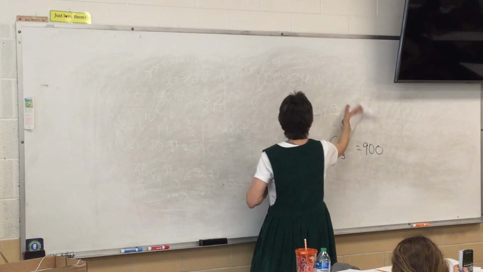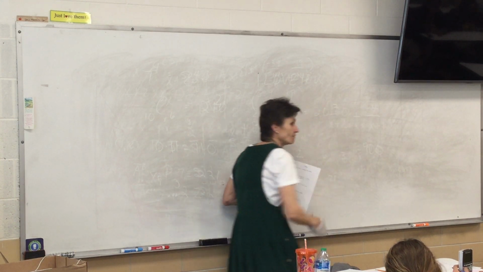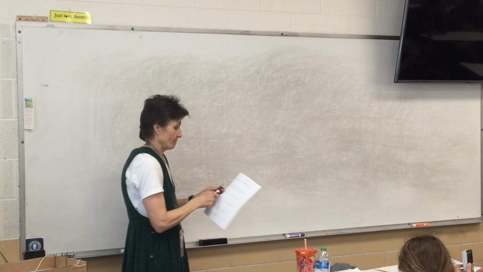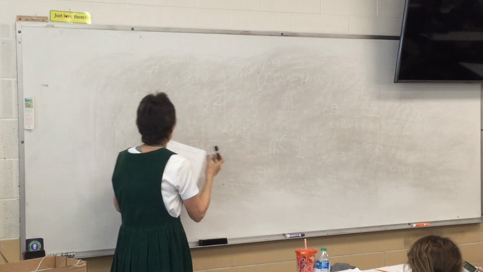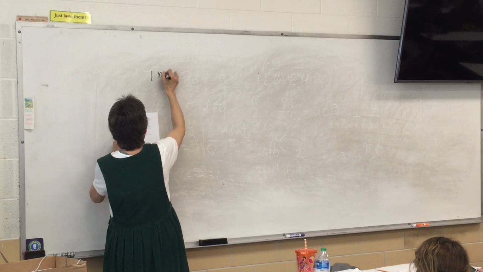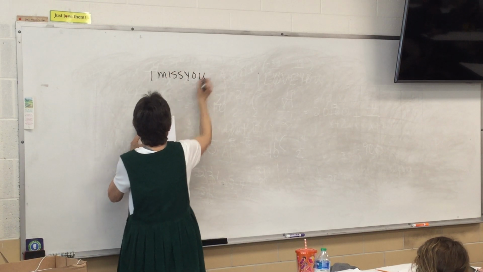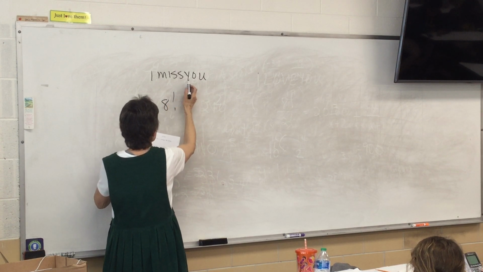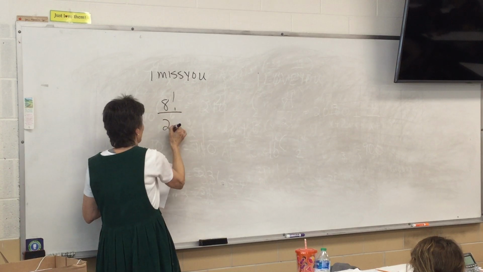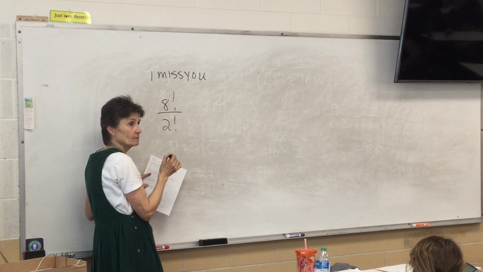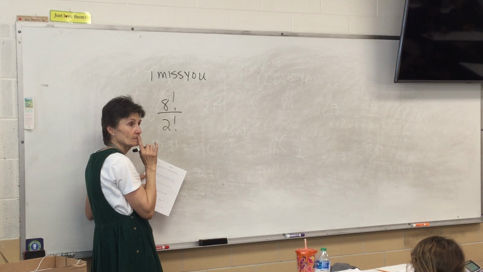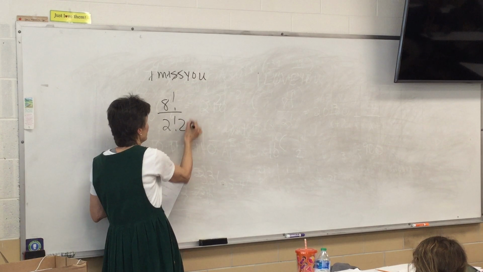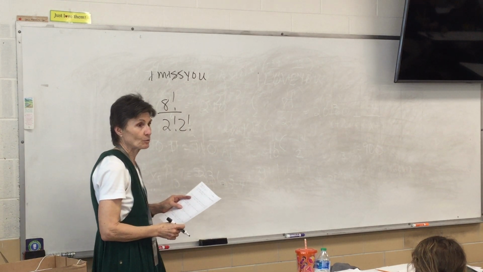Do you feel like you know any of them? We don't have to go in order. Does anybody feel confident with any of the problems? Matthew? Number 1 is 8 factorial divided by 2 factorial. Okay, Matthew says 8 factorial, 1, 2, 3, 4, 5, 6, 7, 8, divided by 2 factorial. Yeah. Wait, there's another 2. Aren't there 2 S's and 2 I's? Oh, yeah. So we need 2 factorials in the bottom.